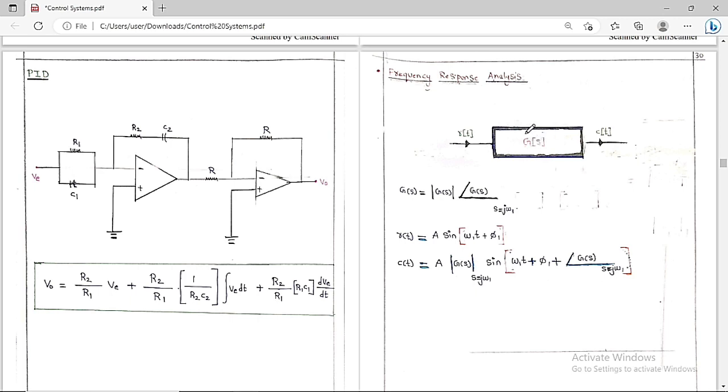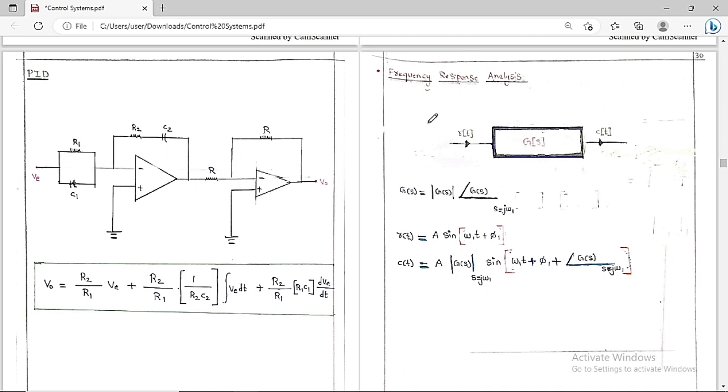Therefore we can say finally, if R of t is equal to A into sine of omega 1 t plus phi 1, then C of t is equal to A into magnitude of G of S at S is equal to j omega 1, into sine of omega 1 t plus phi 1 plus the phase angle of G of S at S is equal to j omega 1. So this is what the frequency response analysis means.